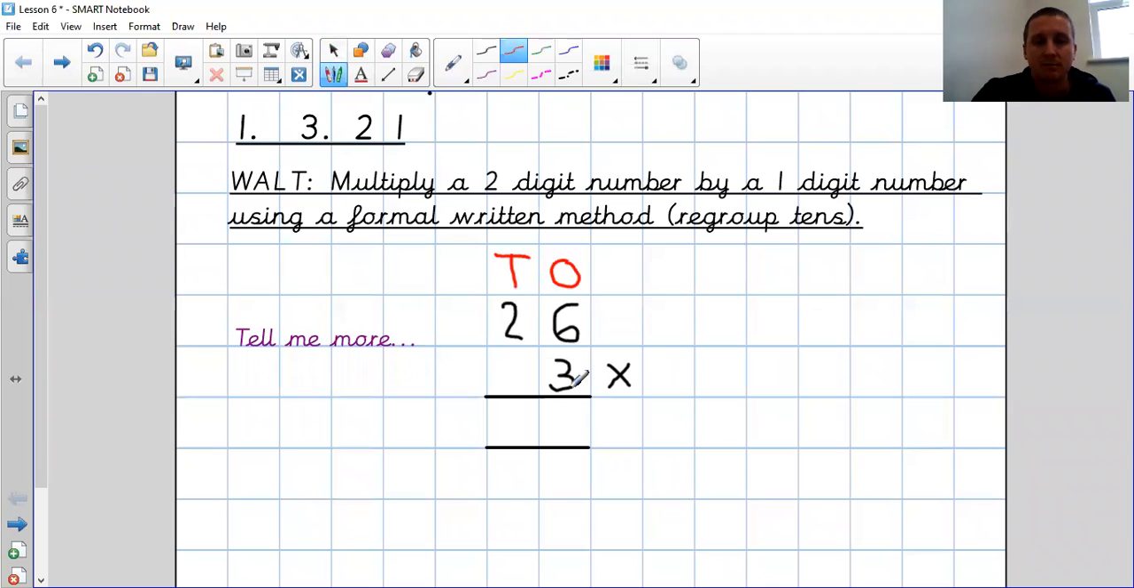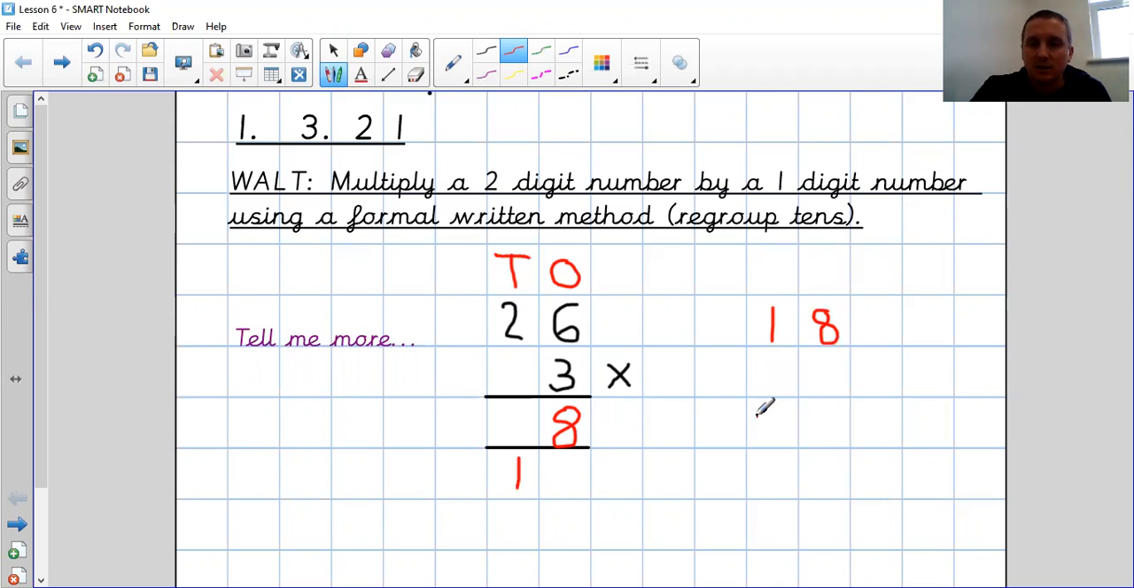6 multiplied by 3, or 3 sixes. So 6 add 6 add 6. What is 6 add 6 add 6? 18. There's my answer, 18. But how am I going to put this into the right columns? I've regrouped, so I'm going to put the 10 that I've made in my tens column, and obviously my 8 ones are going to go in there, exactly like you did when you were doing column subtraction and column addition.